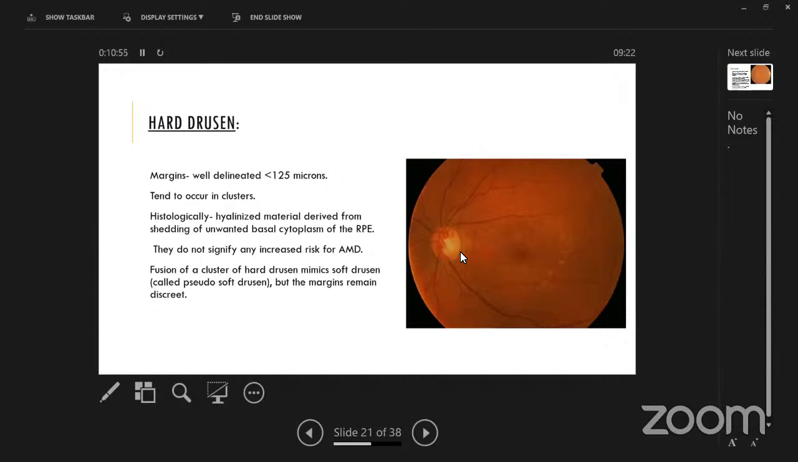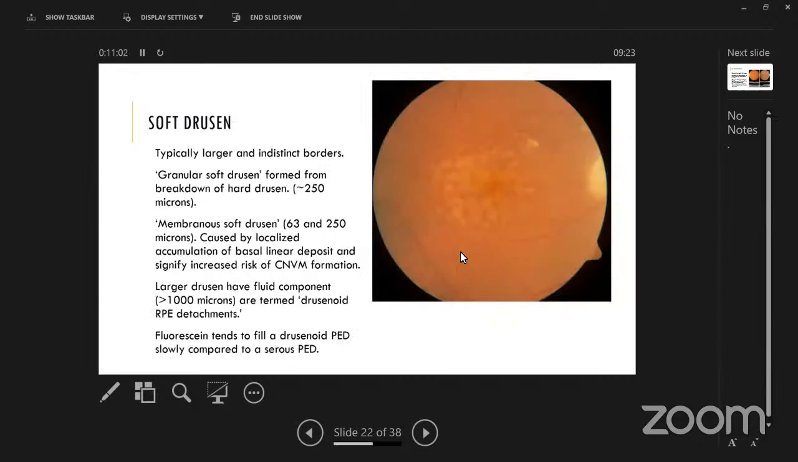A fusion of a cluster of hard drusen may mimic soft drusen, which is called pseudo-soft drusen, but the margins remain discrete. As opposed to soft drusen, which are larger and have indistinct borders, there is granular soft drusen, which is formed from breakdown of hard drusen to around 250 microns. And there is membranous soft drusen, which is 63 to 250 microns. And larger drusen, which have a fluid component, more than 1,000 microns, are termed drusenoid RPE detachments. Fluorescein tends to fill a drusenoid PED slowly as compared to a serous PED.